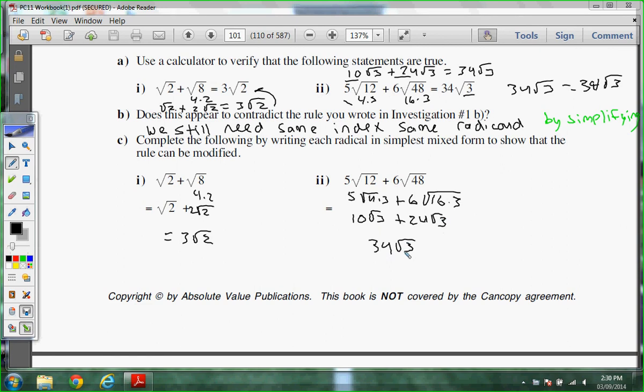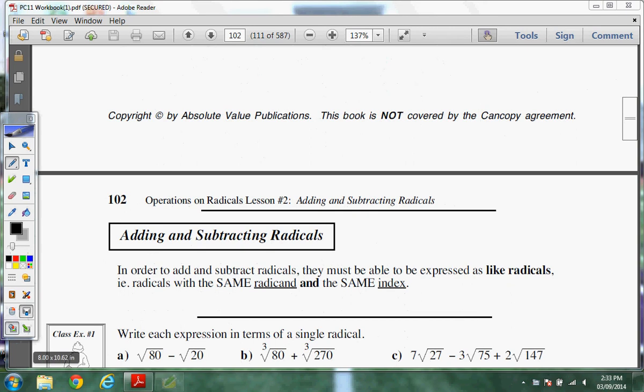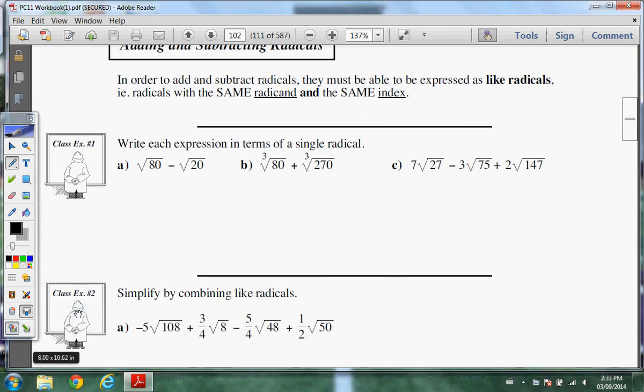We already kind of did this at the top, just kind of redoing it with a little bit more space. Okay, all right, we just got one more page, a couple examples. So here's the rule again, that in order to add and subtract radicals, they must be able to be expressed as like radicals. Like radicals means same index, same radicand. We said that 20 times now, I'm probably tired of hearing it.